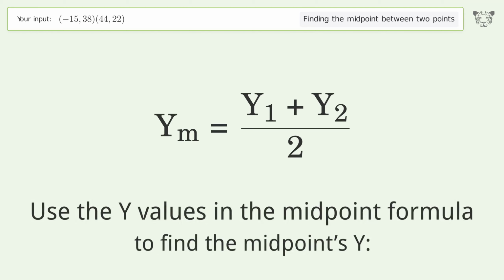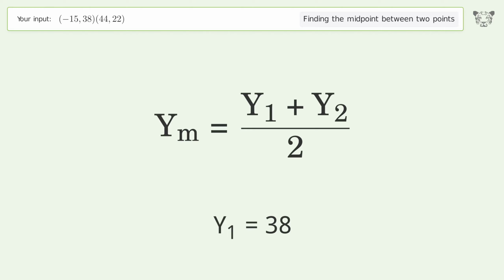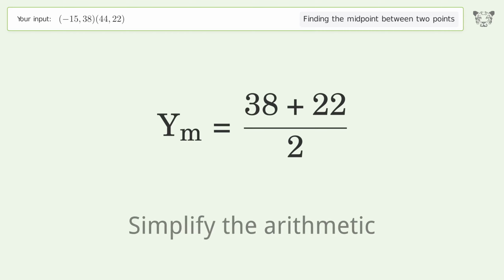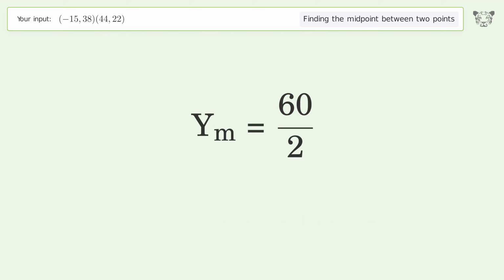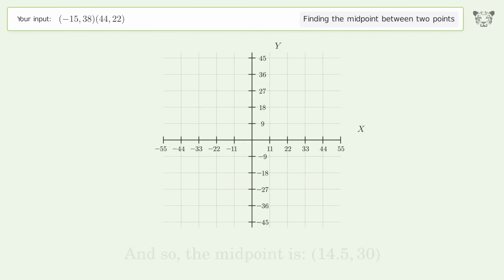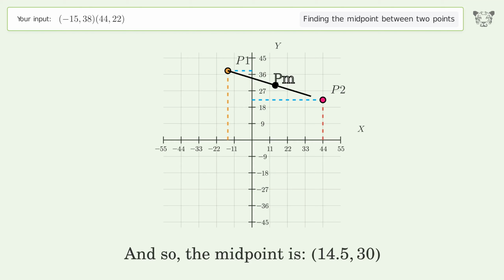Use the y values in the midpoint formula to find the midpoint's y. y1 equals 38. y2 equals 22. Simplify the arithmetic. And so, the midpoint is 14.5, 30.